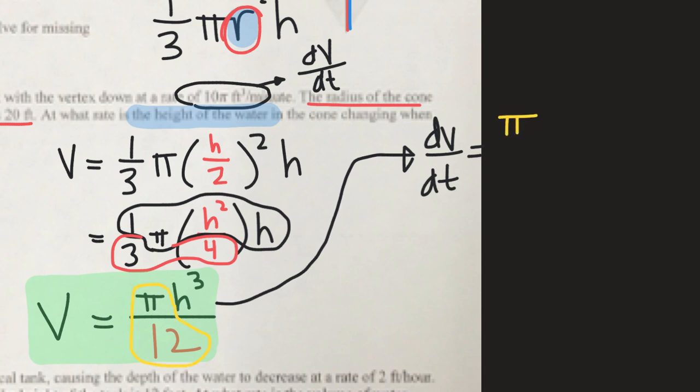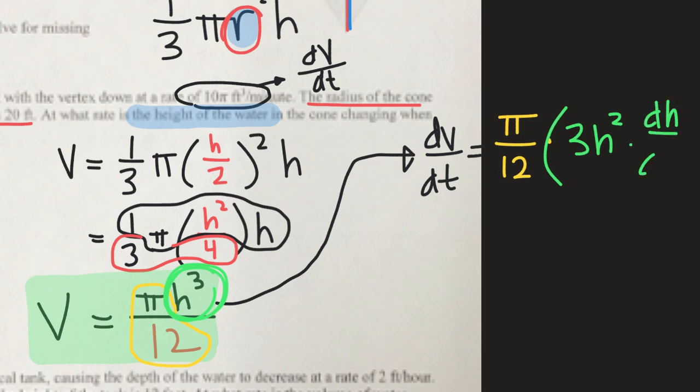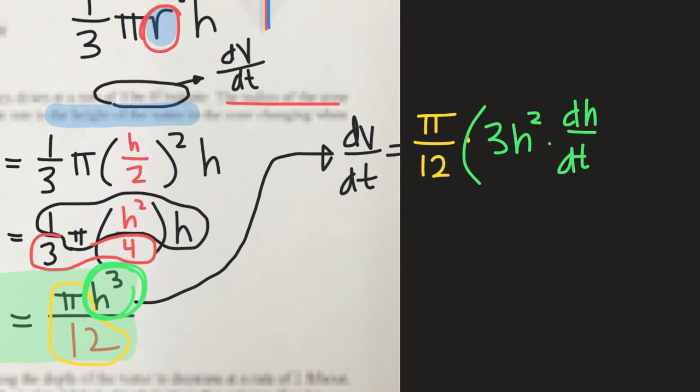Pi over 12 is my constant, just like the 1 over 25 was in our other video. Pi over 12 is my constant, so it stays. And now we're going to take the derivative of h cubed. What's the derivative of h cubed? 3h squared times dh dt. Excellent job. 3h squared times dh dt.